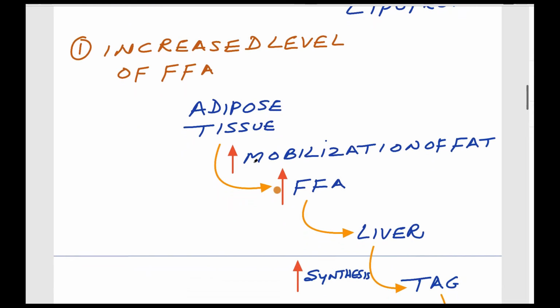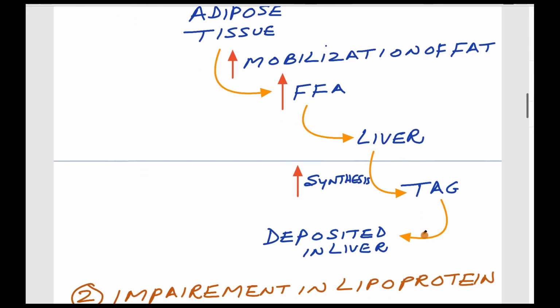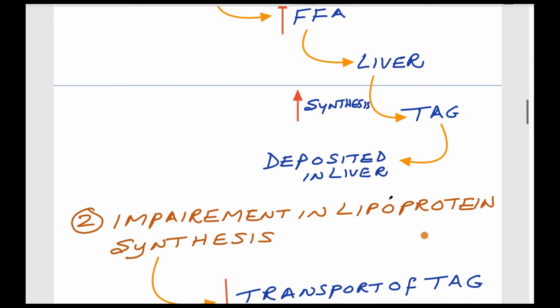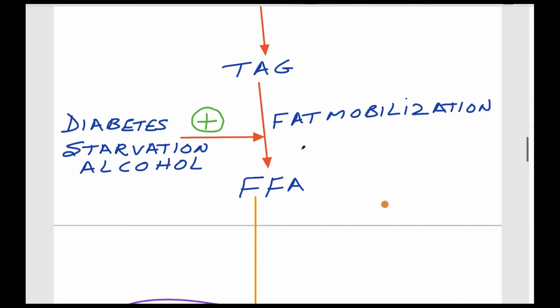In peripheral tissue, there is mobilization of triacylglycerol, hydrolysis of triacylglycerol, so free fatty acids are released and transported to the liver. Once they enter, there is synthesis of triacylglycerol and deposition might take place in the liver. The second one is impairment in lipoprotein synthesis. Once the triacylglycerol is synthesized in the liver, lipoprotein synthesis takes place, that is very low density lipoproteins. They are transported and metabolized in the peripheral tissues. So there is a problem in that transport.